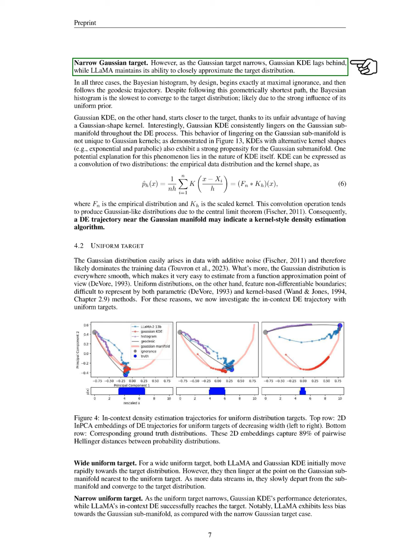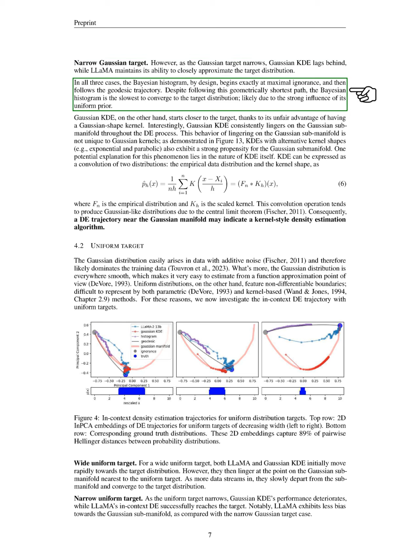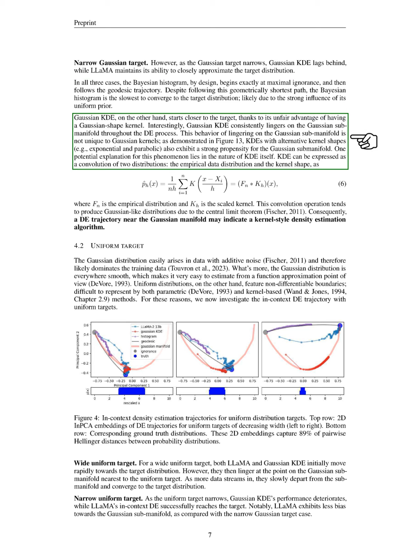As we narrow the Gaussian target, we observe that Gaussian KDE struggles, while Llama continues to closely match the target distribution. In all scenarios, the Bayesian histogram starts at a point of maximum ignorance and follows the shortest geometric path. However, it is the slowest to converge to the target distribution, likely due to its uniform prior. In contrast, Gaussian KDE begins closer to the target because of its Gaussian-shaped kernel.